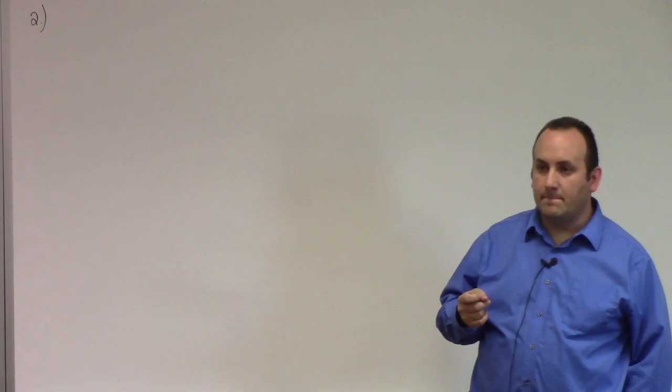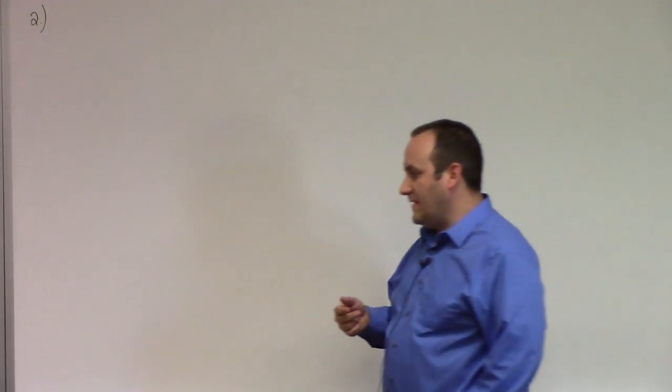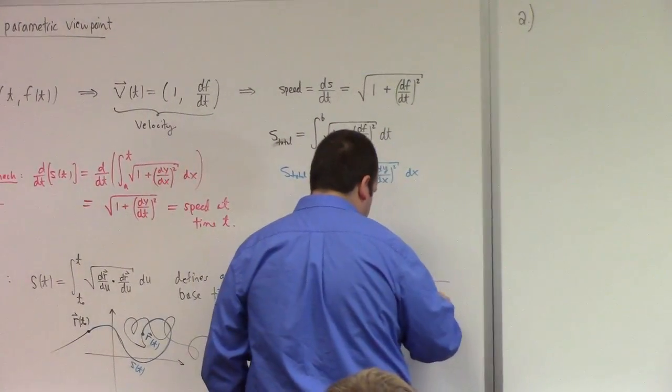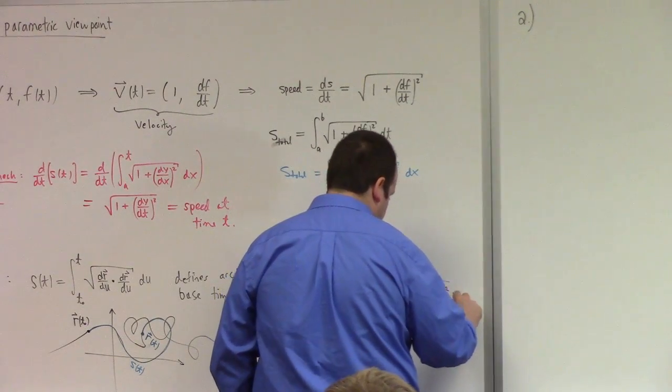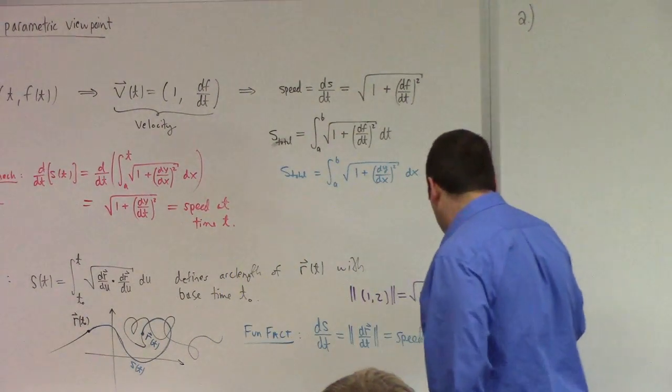What are the double bars around? Oh, that means length, like the length of a vector. So for example, the length of the vector (1, 2) is the square root of 1 squared plus 2 squared, for example.